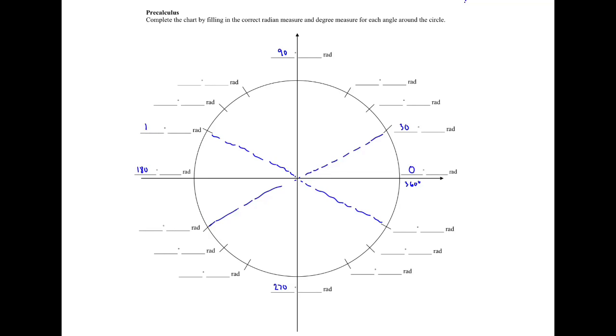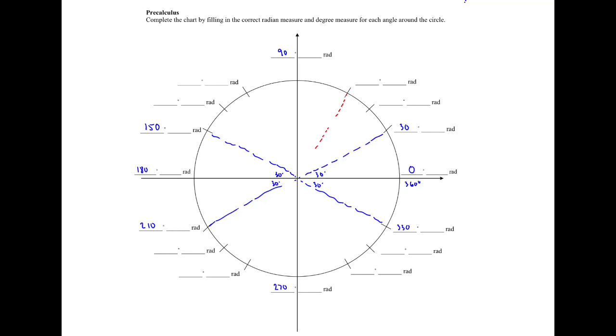So 30 away from 180 is 150. 30 away from 180 on the other side is 210. And 30 away from 360 is 330 degrees. So those all represent your 30 degree reference angles. Now we'll take a look at your 60.